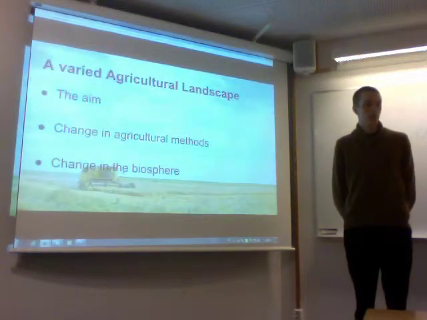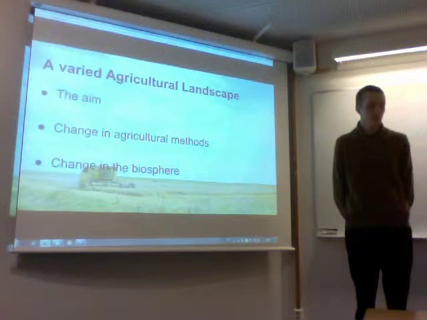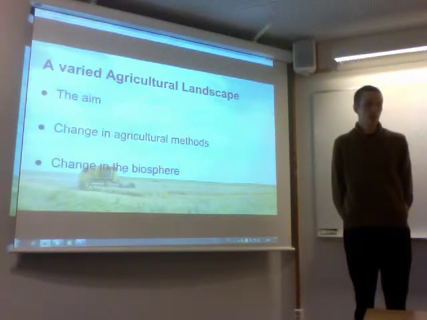A varied agricultural landscape. The aim for this objective is to protect the values of the farm landscape in agricultural lands for food production, while also preserving and strengthening the biological diversity and the cultural heritage.